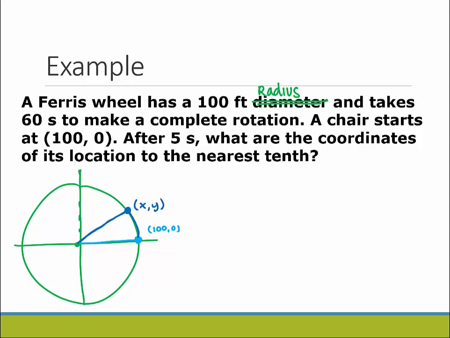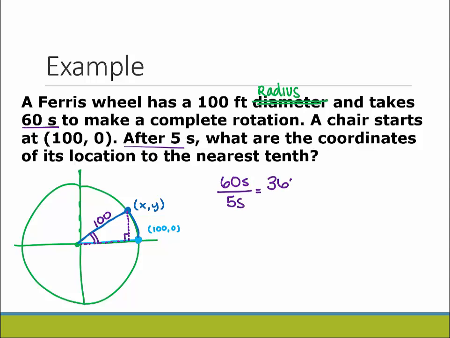So in order to do that, we got to think about a couple things. First of all, because this has a 100-foot radius, it doesn't matter where a point is on this line, this distance is always going to be 100. Now what we really want to find is the X values and the Y values. So we can make this nice 90-degree angle, and we have to find this angle right here. So in order to do that, we're going to use this information. So all the way around, to make a whole circle usually takes 60 seconds. We're just going 5 seconds.